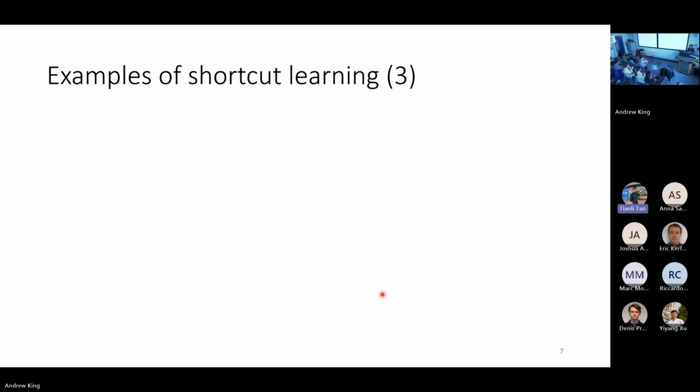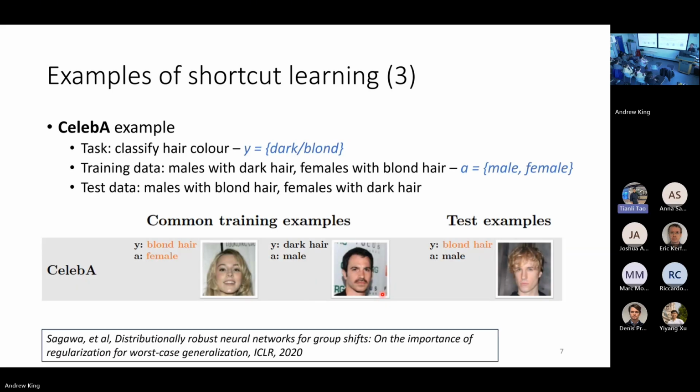I'll give you one more example from the vision literature. So you've probably heard of the CelebA data set. This is a database of pictures of celebrities, and it comes with lots of other information about each picture. A couple of the pieces of information are hair color and sex. So you can construct a data set and a task here in which it's easy to get shortcut learning occurring.